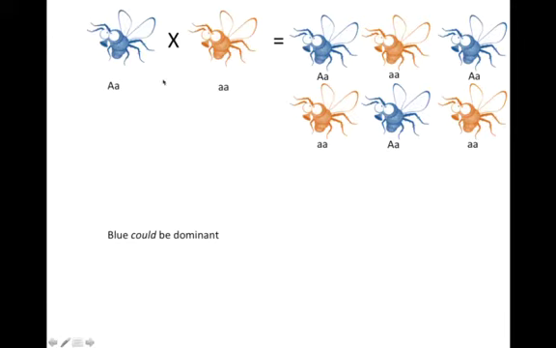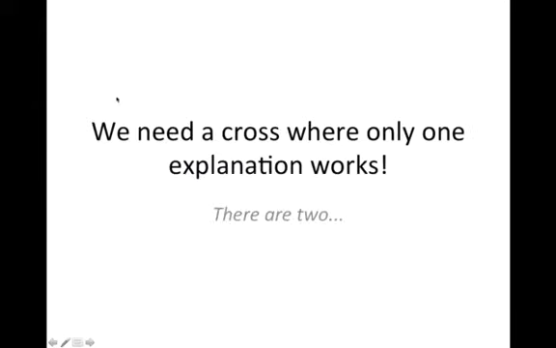How about in a cross like this? If we cross a blue by an orange and we get a mixture of blue and orange, does this allow us to distinguish blue versus orange? Well, in this case, blue could be dominant. In that case, it would be big A versus a that could give us this. Or blue could be recessive. So we could still see this exact same pattern if the orange was big A and the blue was a. Okay, so these aren't working for us. We need a cross where only one of the two possible explanations works.